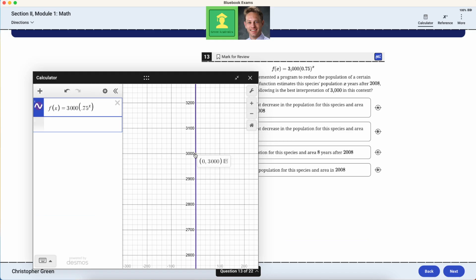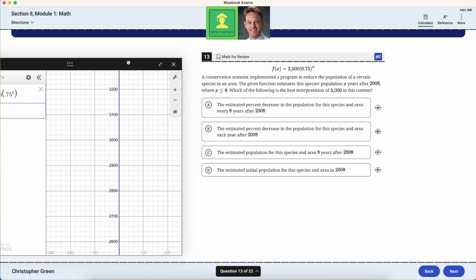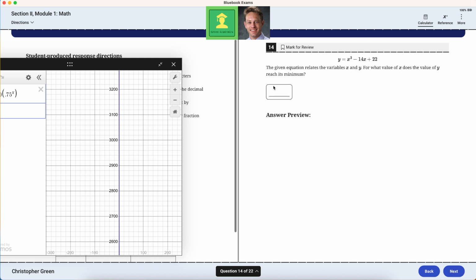So when you put in 0 as x, you of course get 0.75 to the 0, which is 1, times 3000 is 3000. So you have the point 0, 3000, which is the y-intercept, which is effectively the starting point. And it tells you that since it's years after 2008, the meaning of 0 as x is simply the year 2008. So in 2008, the population was 3,000, which should be the estimated initial population for the species and area in 2008.